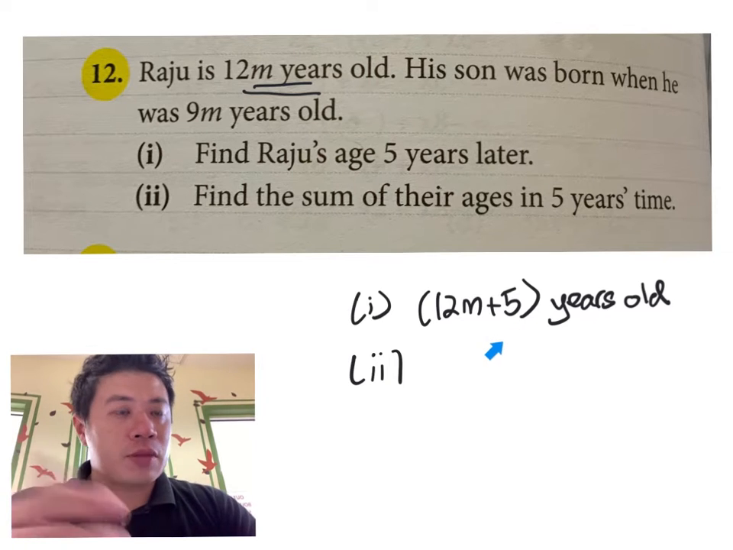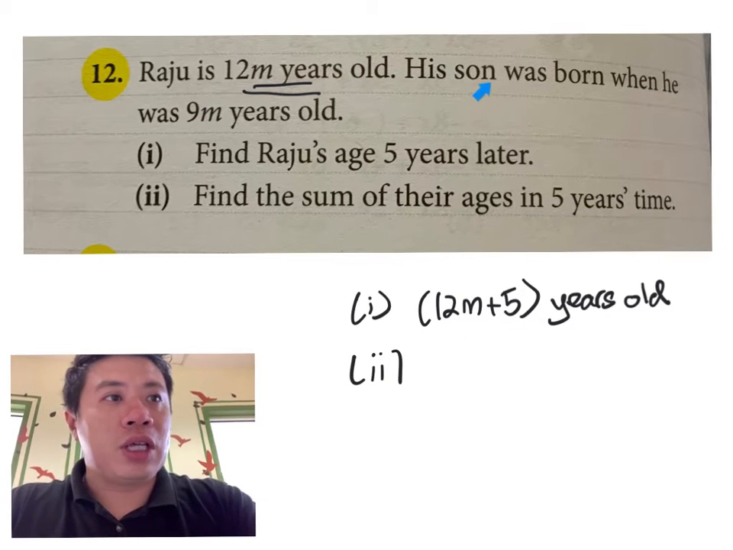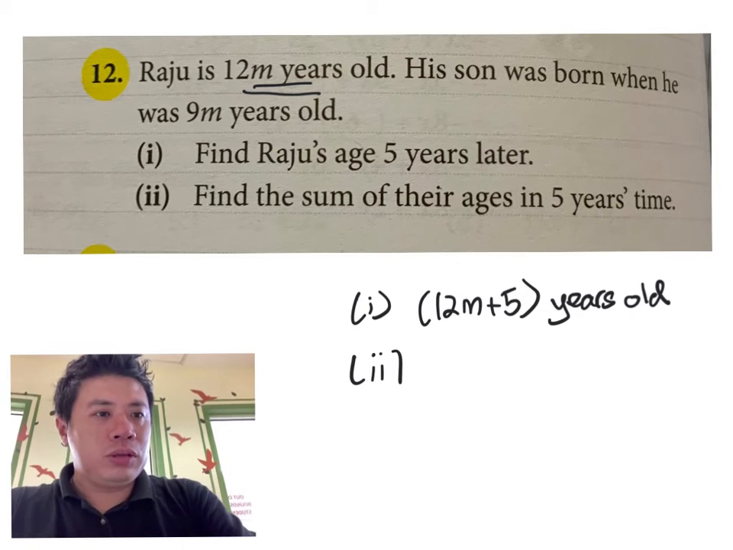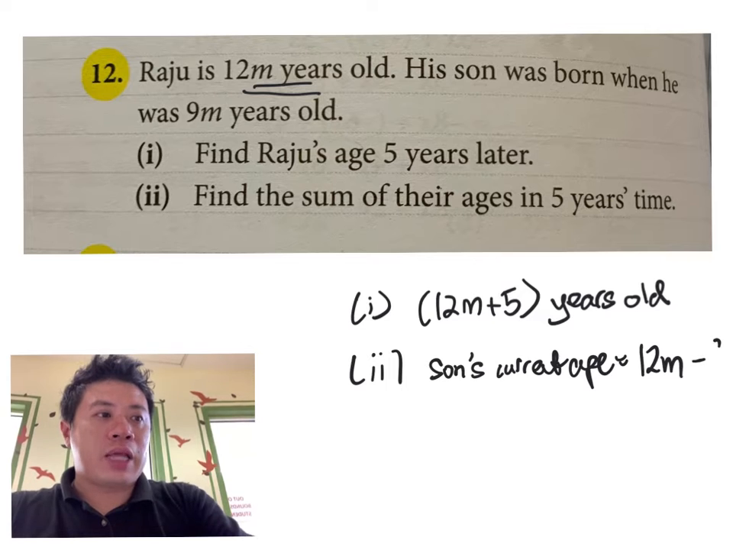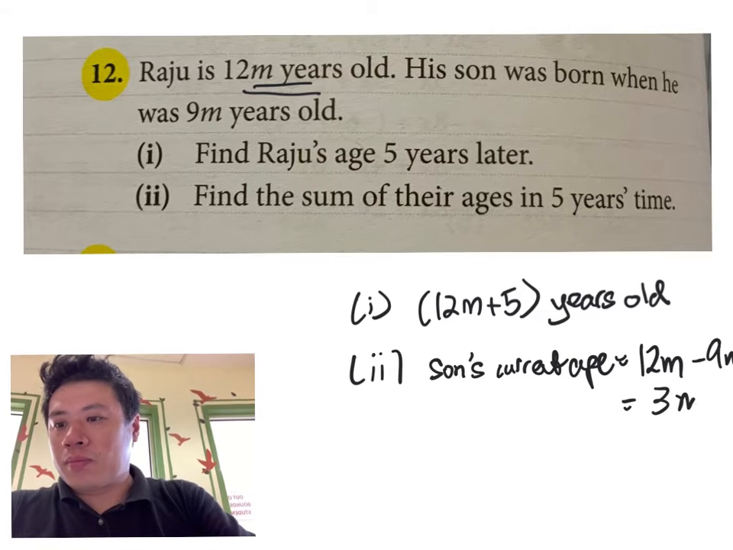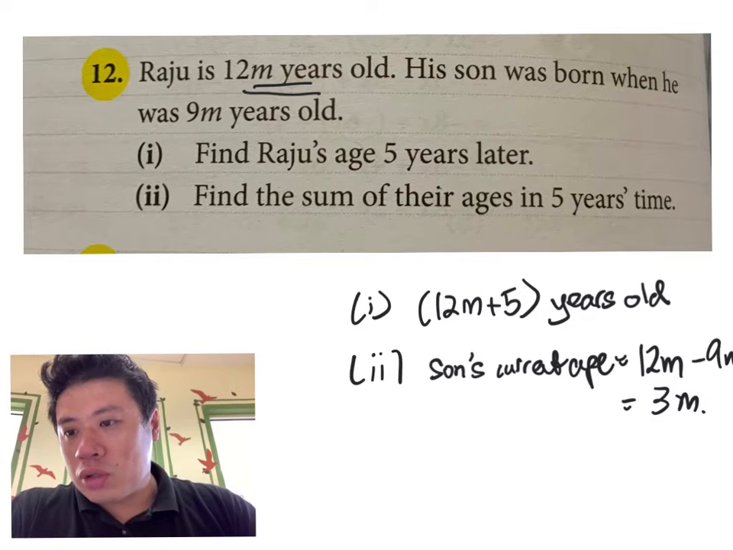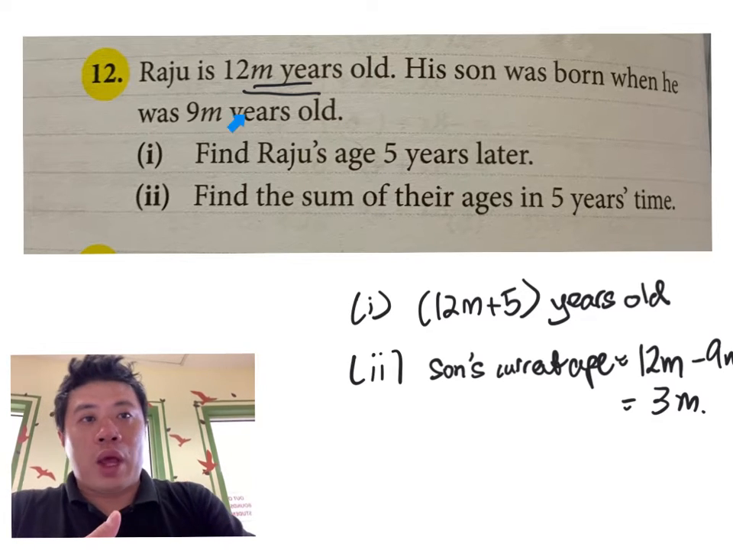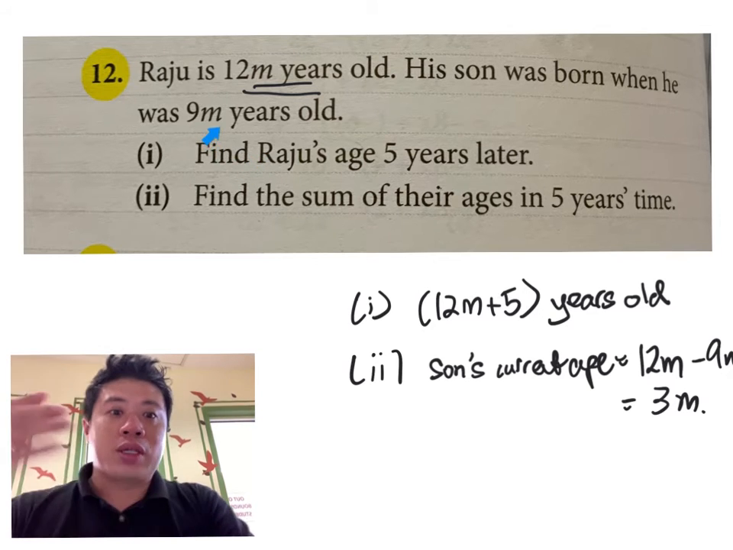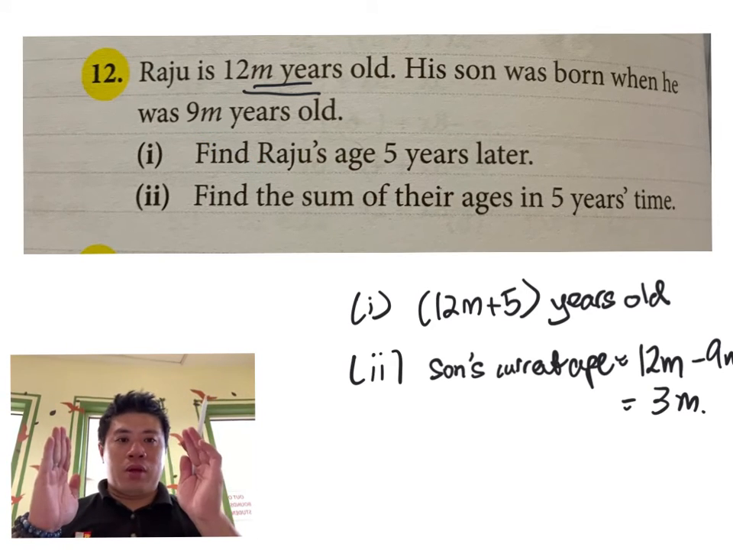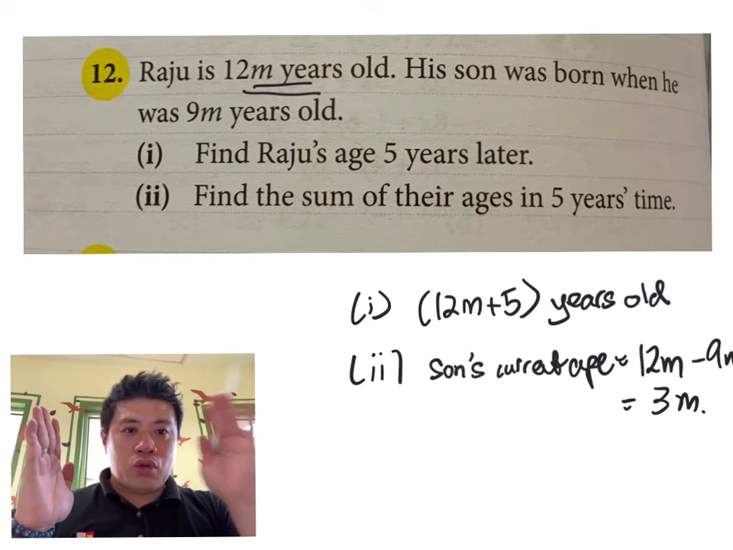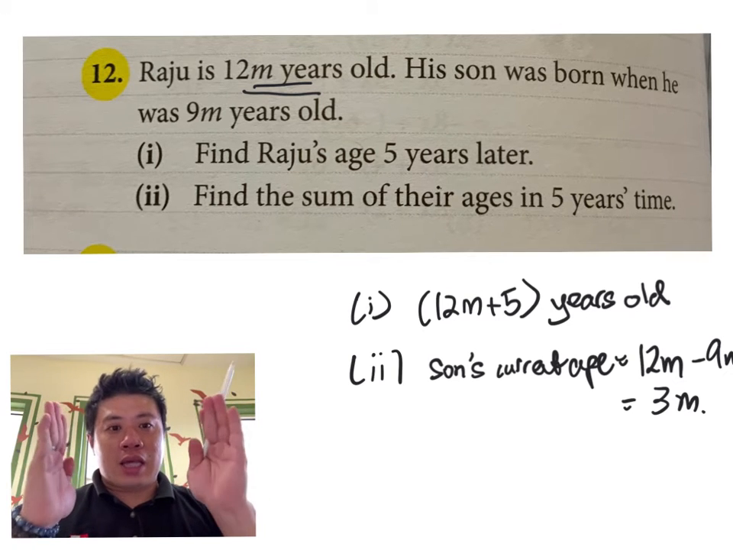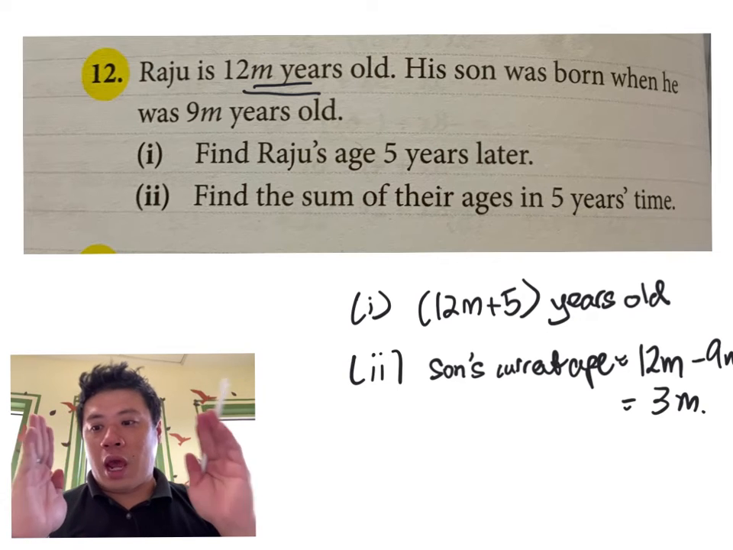What about the son? So the son now currently, you see, he was born when he was 9M. So the son's current age would actually be 12M minus 9M, which equals 3M. So the rationale is very simple. The son was born when Raju was 9M years old. Now Raju is 12M. So imagine when the son was born until now, the son has grown, right? Raju was 9M, now Raju is 12M. The son's age is the difference, which is 3M years old.